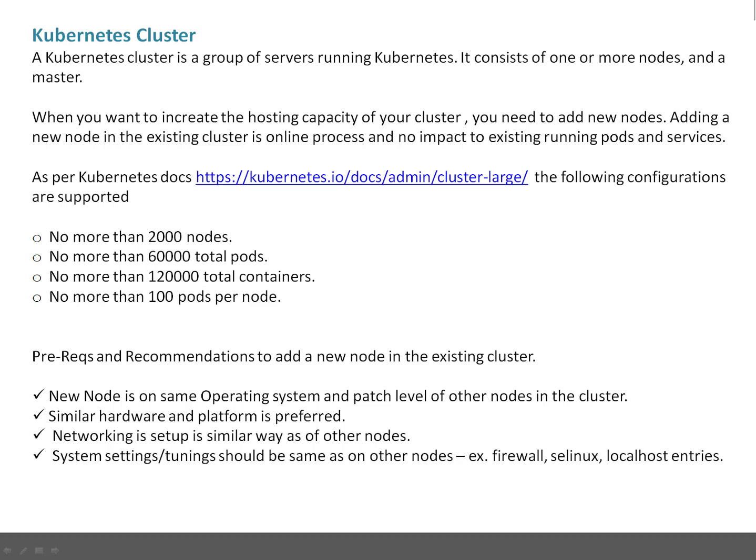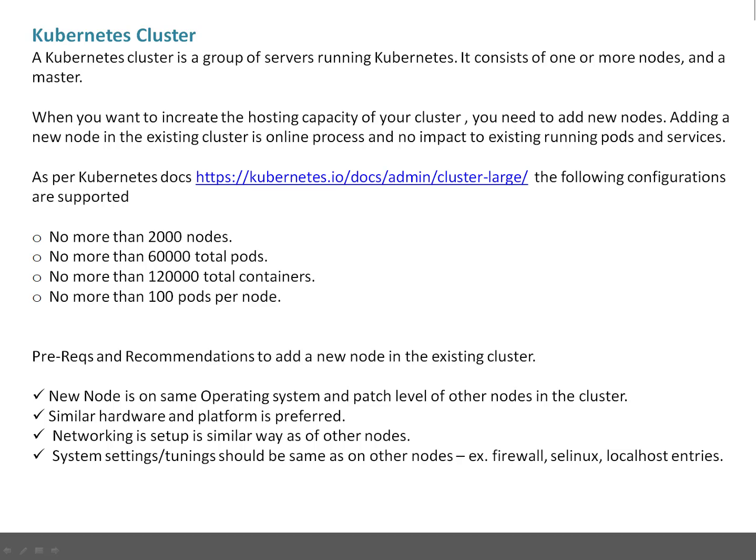What are the prerequisites and recommendations if you have to add a new node to an existing cluster? First of all, the new node needs to be on the same operating system and on the same patch level as the other nodes in the cluster. That's the first thing. I would prefer similar hardware and a similar platform. Let's say you are running your nodes on Amazon. So go with Amazon. Don't choose Google Cloud for some purpose. Don't mix and match things. So go with a similar configuration.